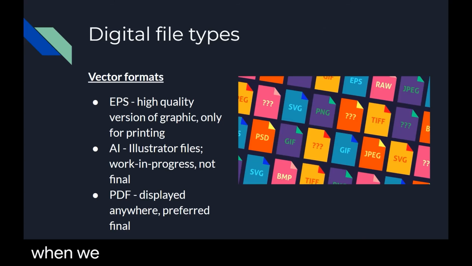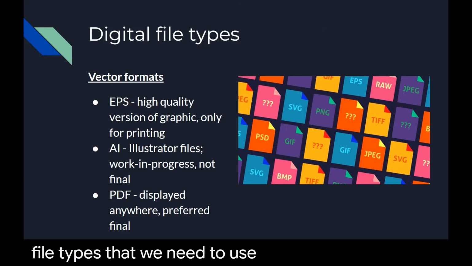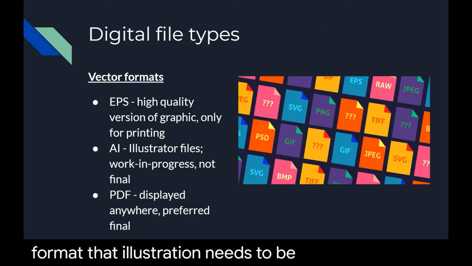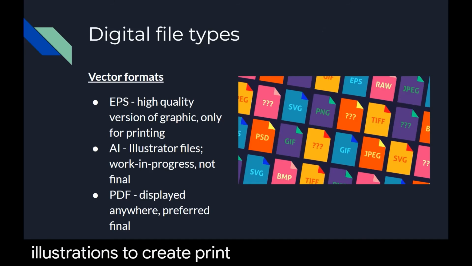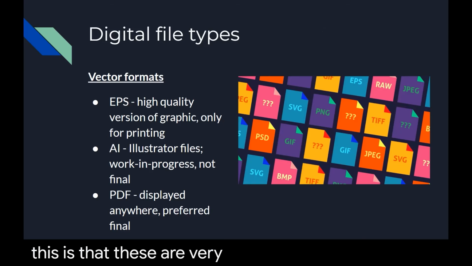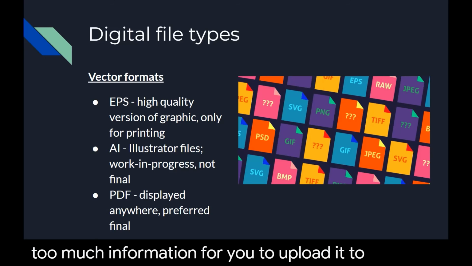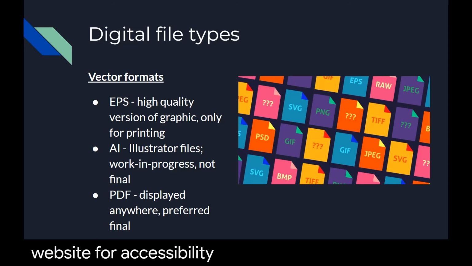Now, when we're talking about vector formats, the digital file types that we need to use, printers and digital designers are very particular about what kind of format the illustration needs to be. If you are using illustrations to create printed materials, you're going to need an EPS version of your vector. The reason for this is that these are very high quality versions of the graphic, but they are so high quality that they contain too much information for you to upload it to a website for accessibility purposes.